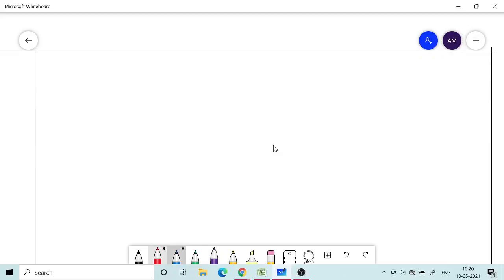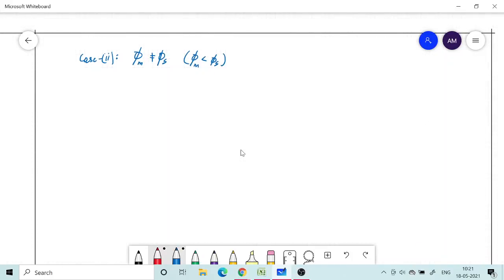So, case 2. Here phi m is not equal to phi s. So it can be either greater or smaller. So let me take phi m less than phi s. Okay, so I am taking a special case. Once you understand how we can draw when phi m is less than phi s, you can find out how it should be for phi m greater than phi s. But this is something that you need to follow very closely.